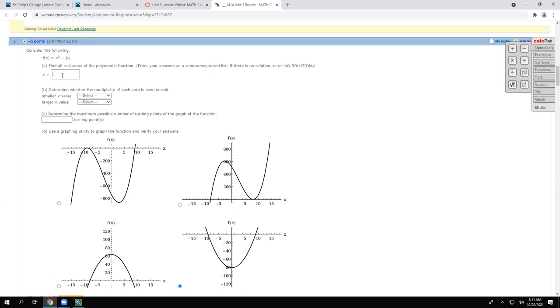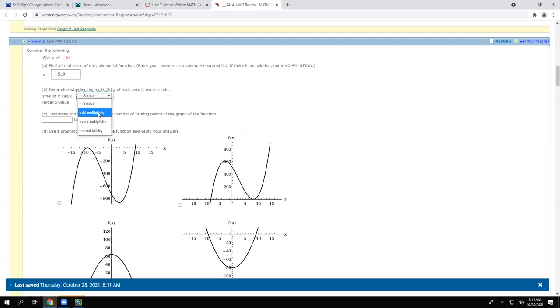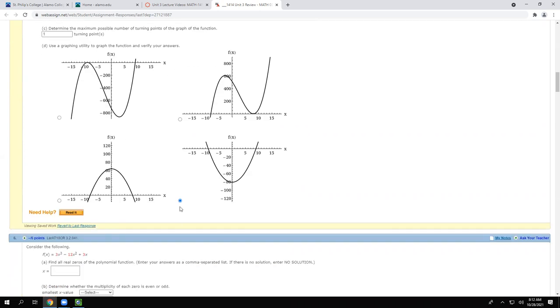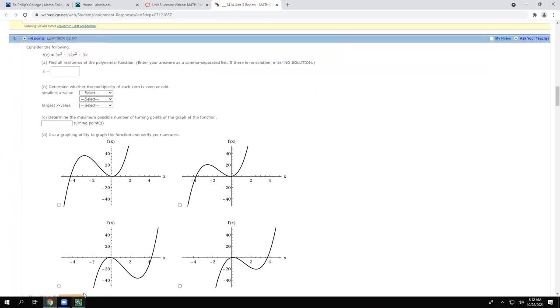So let's see, we got negative 9, 9. So for the smaller one, we had multiplicity 1. Is the number 1 odd or even? Odd. And then for the other, the larger x value, we also got multiplicity of 1. And 1 is odd, right? So those should be odd. We only had 1 turning point, and I picked the graph that looked like ours.